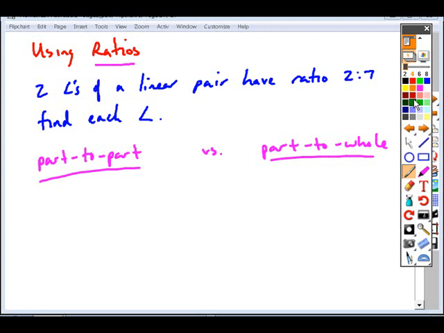When you're looking at ratios, you can always transform a ratio from part to part into part to whole or vice versa. And in this, you're told that the ratio is 2 to 7. That means that there are 2 parts to 7 parts. And well, you can also convert that into a part to whole relationship. If there's 2 parts and 7 parts, how many total parts are there going to be?